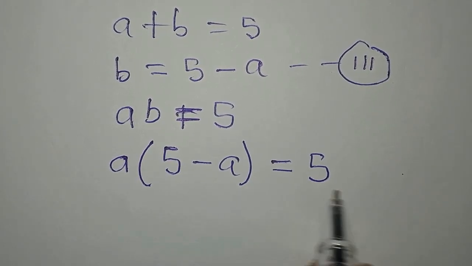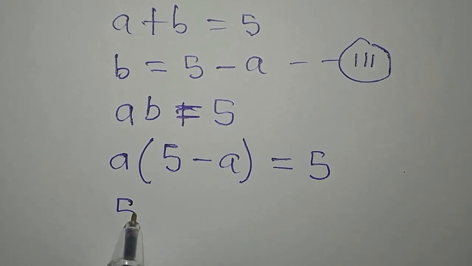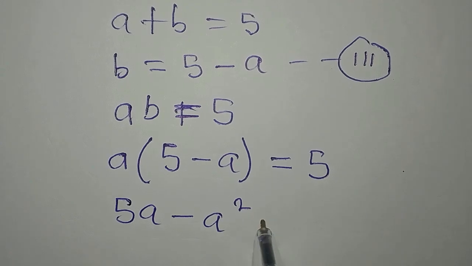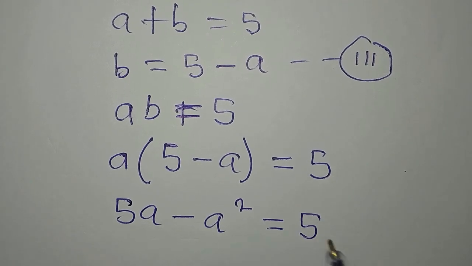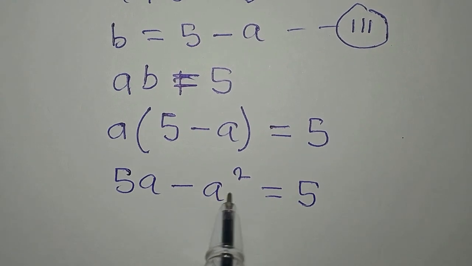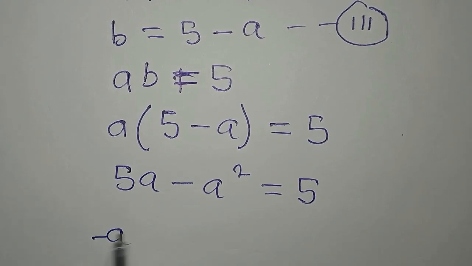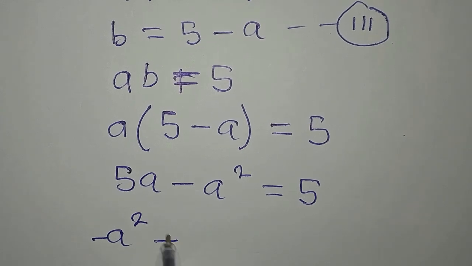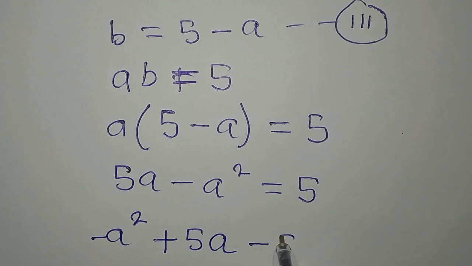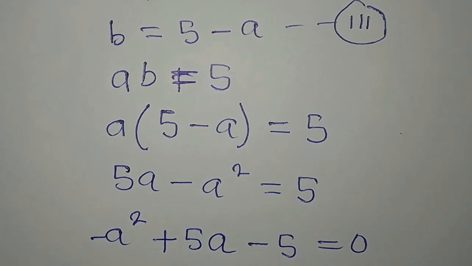Now open this bracket. We have 5a minus a squared equals 5. Now, the next thing I'm going to do is to write this first. So we write negative a squared plus 5a, then this comes here to become minus 5 equals 0.